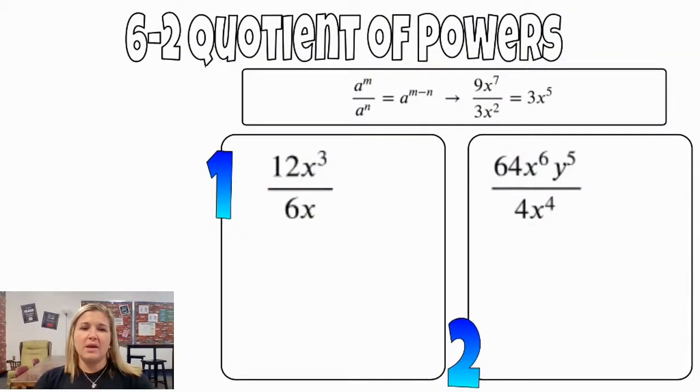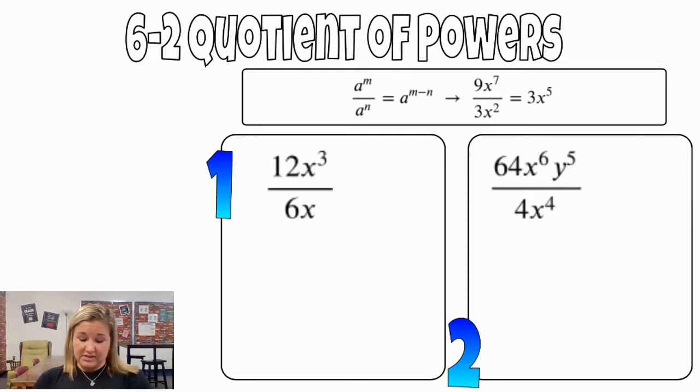All right, so we're going to talk about another exponent rule here, and this is what happens whenever you divide and you have exponents there. So again, we see our rule. We have a to the m divided by a to the n is equal to a to the m minus n. So we're going to subtract those two.